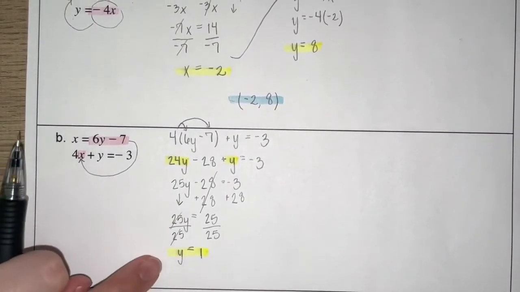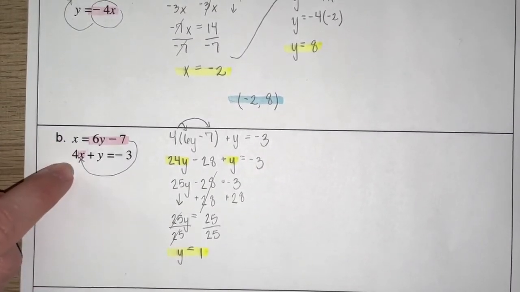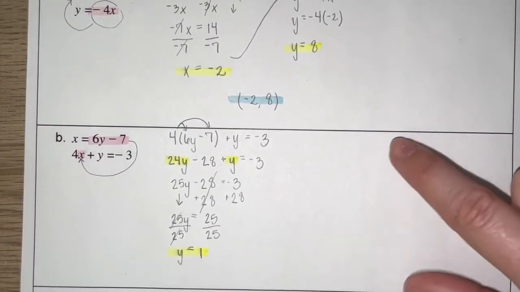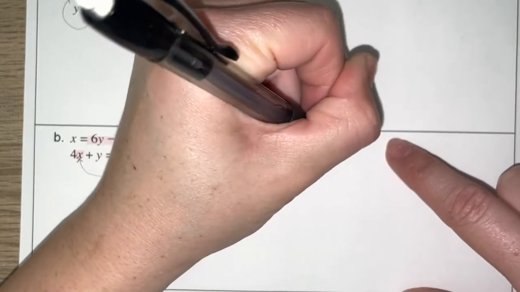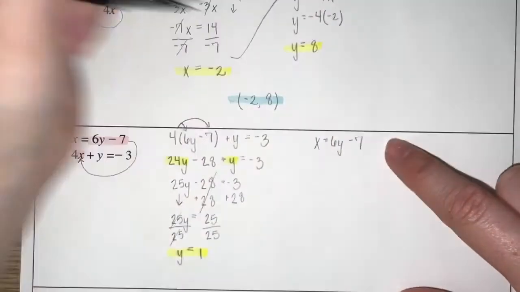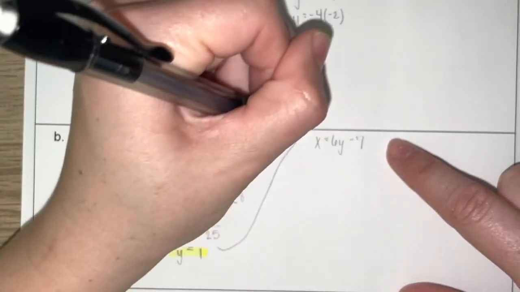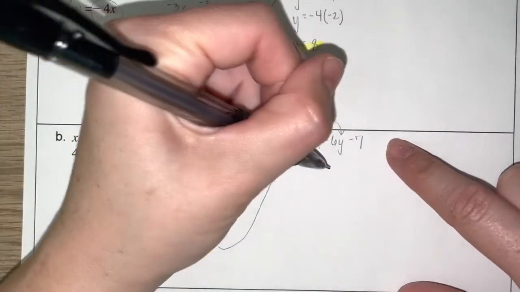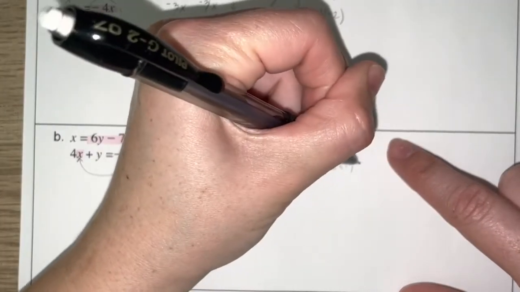We can take our y equals 1 and substitute it into one of the two original equations. It doesn't matter which one, pick whichever one you think is easier. I'm going to use the first one, so I'm going to rewrite it up here: x equals 6y minus 7. But I'm going to take the y equals 1 and substitute it into the equation where y is. So x equals 6 times 1 minus 7.